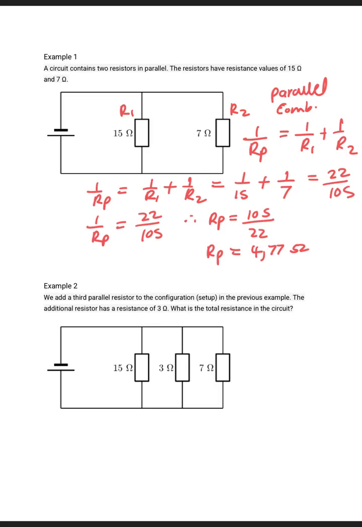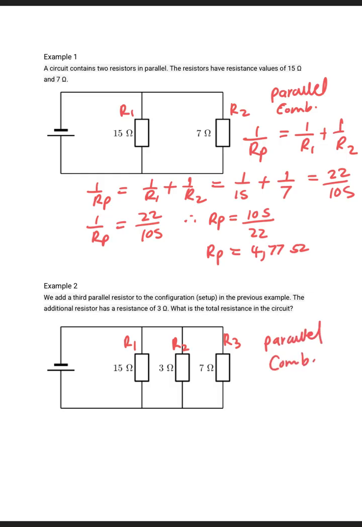And then example 2, we have 3 resistors that are in parallel. So we add a third resistor to the configuration set up in the previous example. The additional resistor has a resistance of 3 ohms. What is the total resistance in the circuit? So now we have R1, R2, and R3, right? And it's the same because this is a parallel combination.